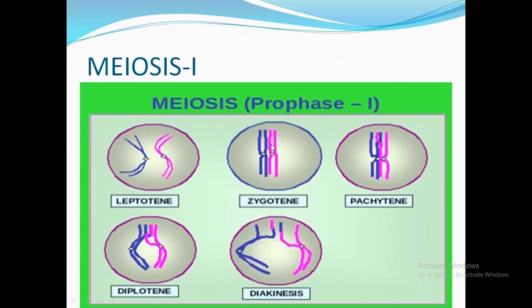Now, they are also called tetrad, because here you can see 1, 2, 3, 4. There are 4 chromatids in each pair of homologous chromosomes. They are called bivalents because there are 2 chromosomes in a homologous pair. They are called tetrads because there are 4 chromatids, 2 chromatids for each chromosome. Now, let's see what happens during synapsis.